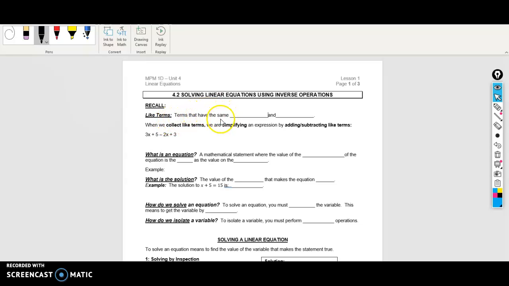So remember that like terms are terms that have the same variables. In addition to having the same variables, they also have the same exponent. For example, x squared and 2x squared are like terms because they have the same variable, x, and the variable has the same exponent, 2 and 2.